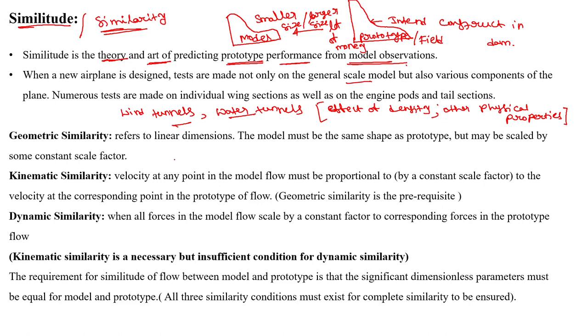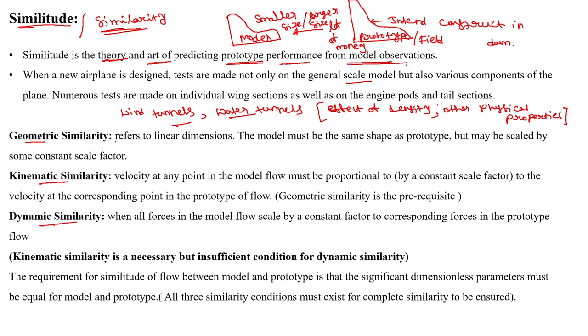Okay. To build a model which should be a replica of the prototype, the model should meet three similarities. First one is geometric similarity, second one is kinematic similarity, third one is dynamic similarity. If the model provides similarity in these three criteria, then that is called a perfect model of the prototype. And whatever test we perform on this model will be valid for the prototype. I hope you're clear about this point.